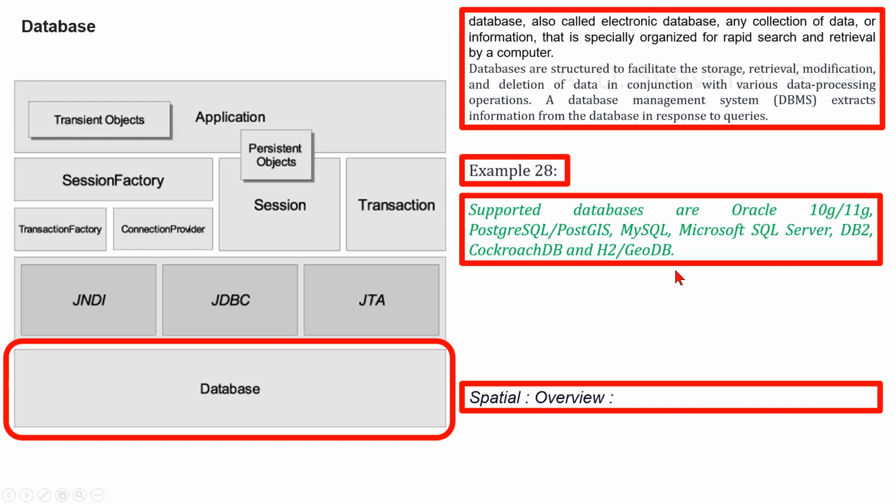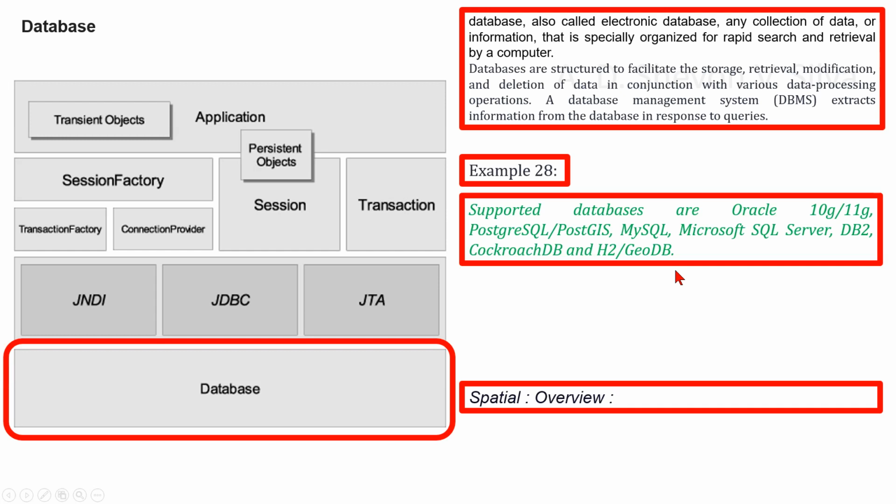Hibernate Spatial provides a standardized cross-database interface to geometric data storage and query functions. It supports most of the functions described by the OGC in the Simple Feature Specification. Supported databases are Oracle 10g, 11g, PostgreSQL, PostGIS, MySQL, Microsoft SQL Server, DB2, CockroachDB, and H2 or GeoDB.